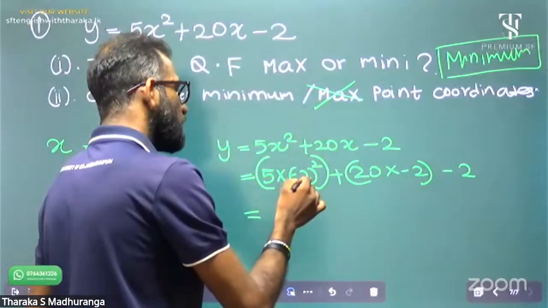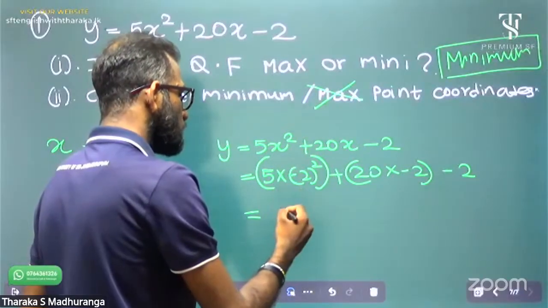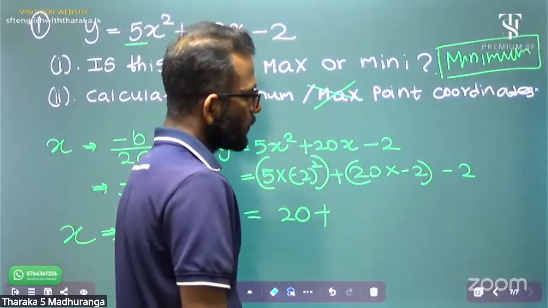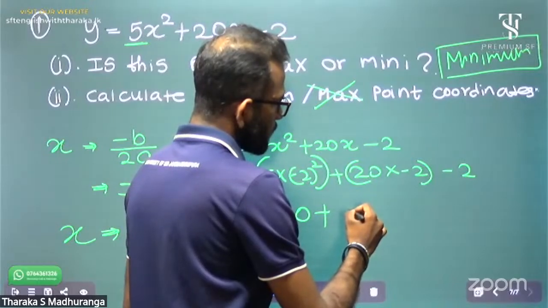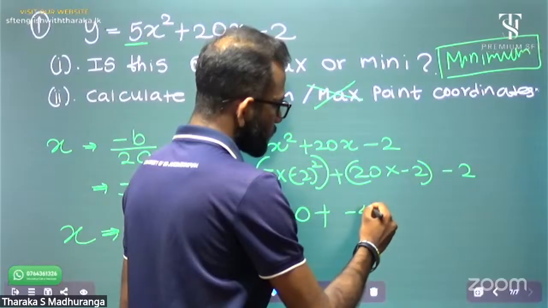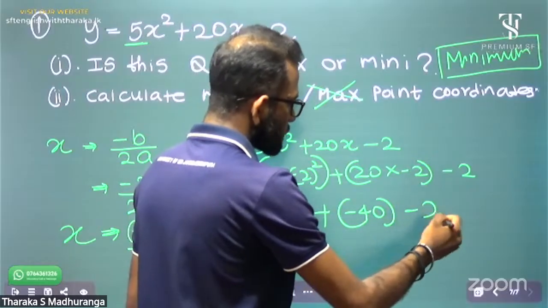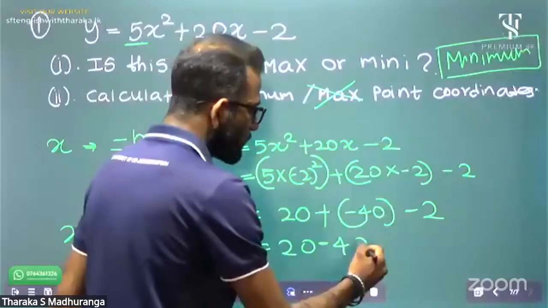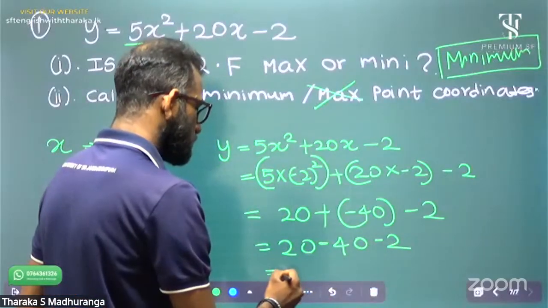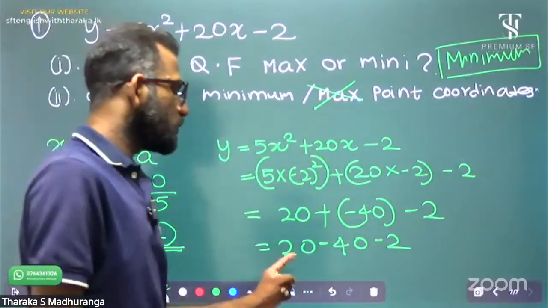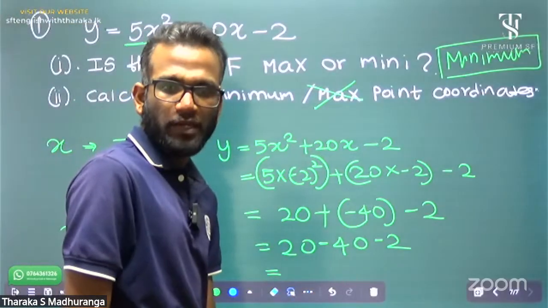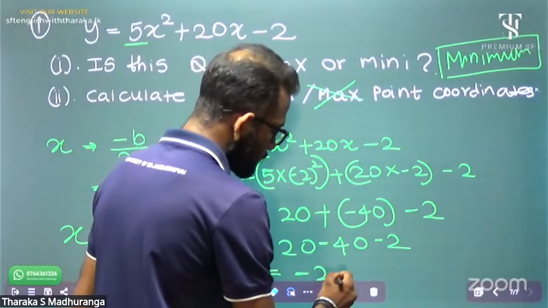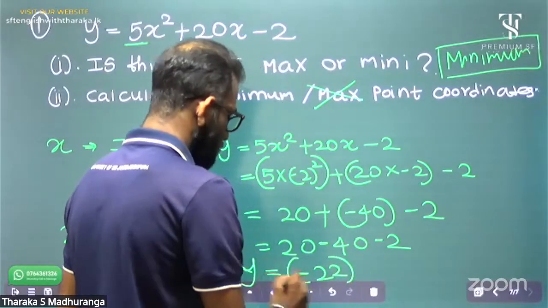Now 5 into minus 2 squared: minus 2 squared is 4, 5 into 4 is 20. 20 into minus 2 is minus 40, minus 2. So 20 minus 40 minus 2. 20 minus 40 is minus 20, minus 20 minus 2 is minus 22. This is the y coordinate.